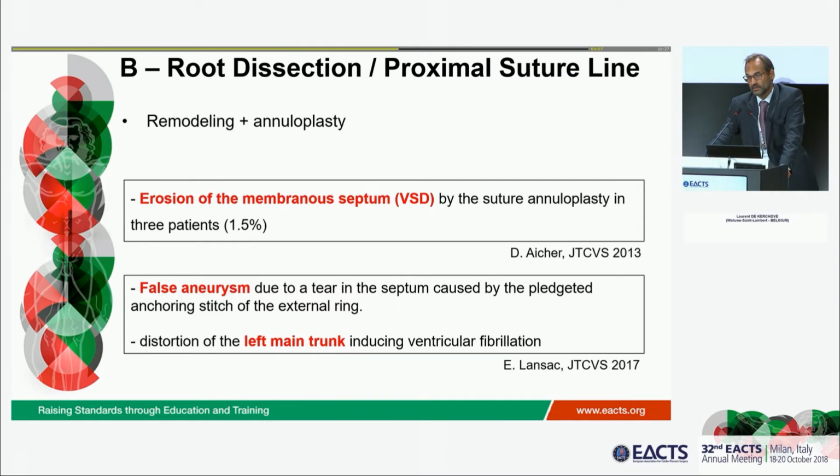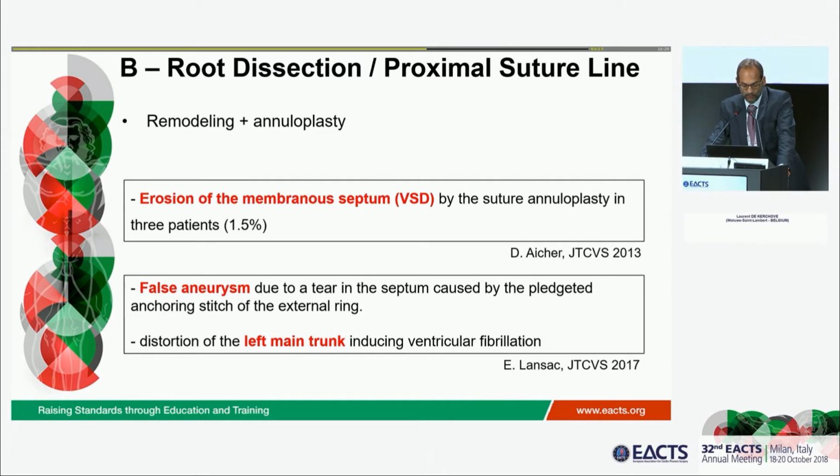Now, this is my only slide on the remodeling complication. We are not doing that alone a lot, so I just found in the literature that it's not completely free of complication neither. And when you do remodeling plus annuloplasty with a suture annuloplasty, in the early experience when braided suture were used, you may have erosion of the membranous septum and a VSD. I mean, this complication was relatively rare, and when Dr. Schaefer switched for the Gore-Tex suture, this complication was avoided, I guess.